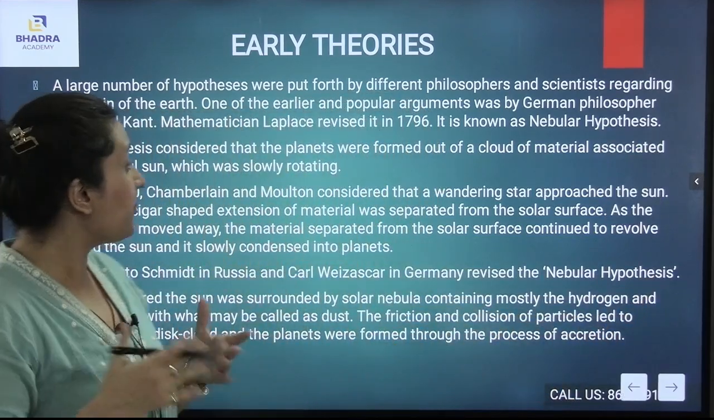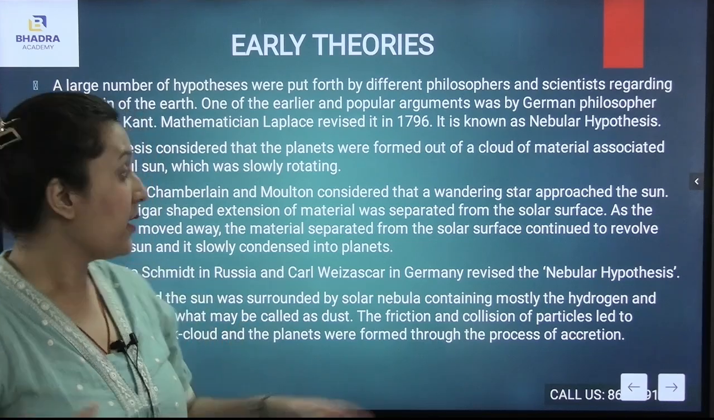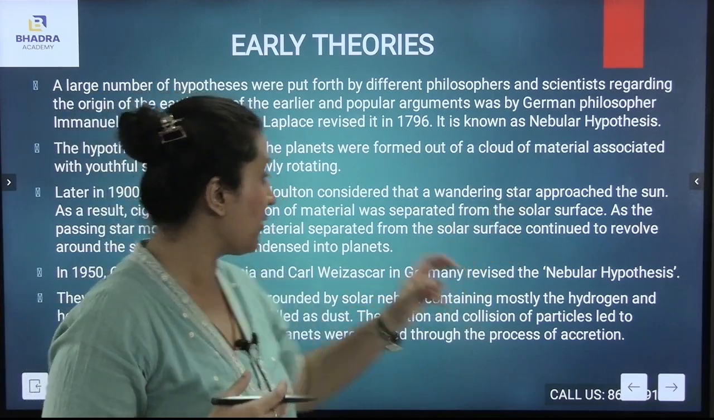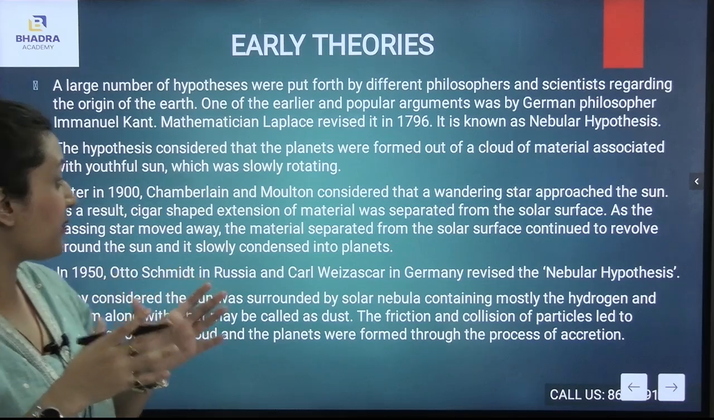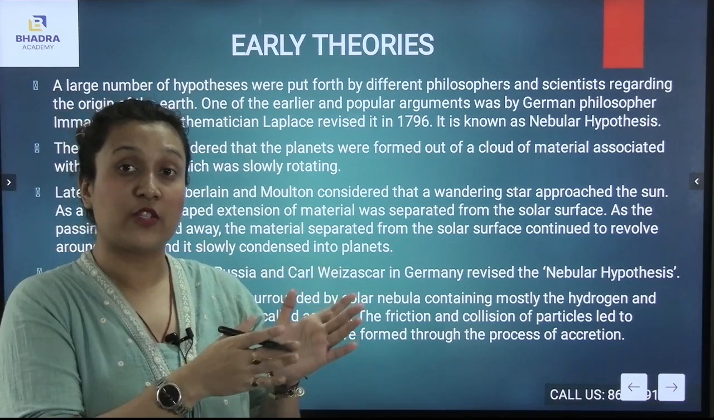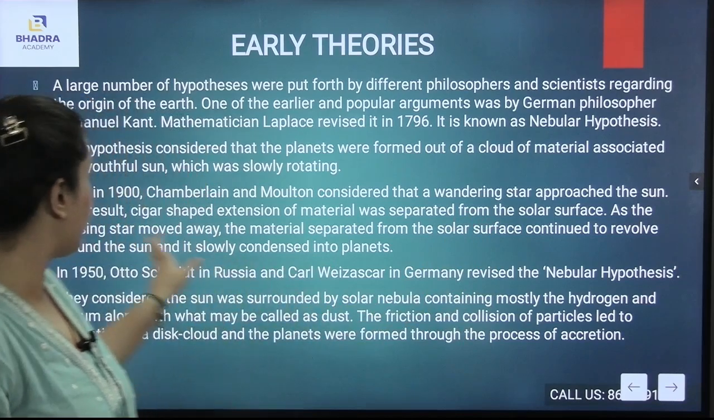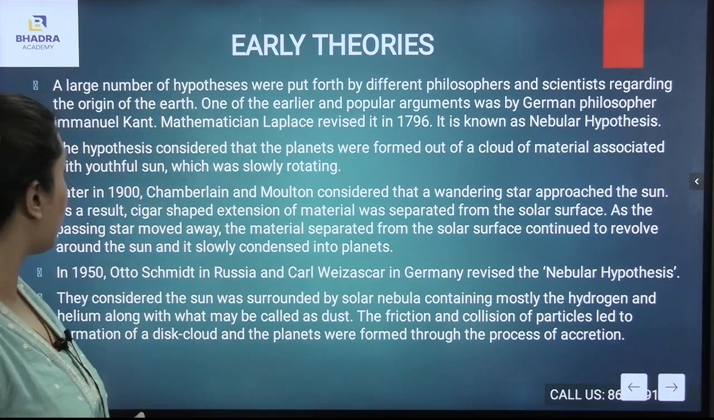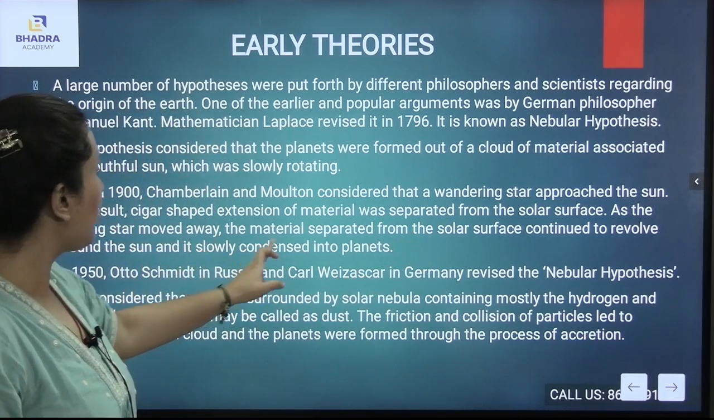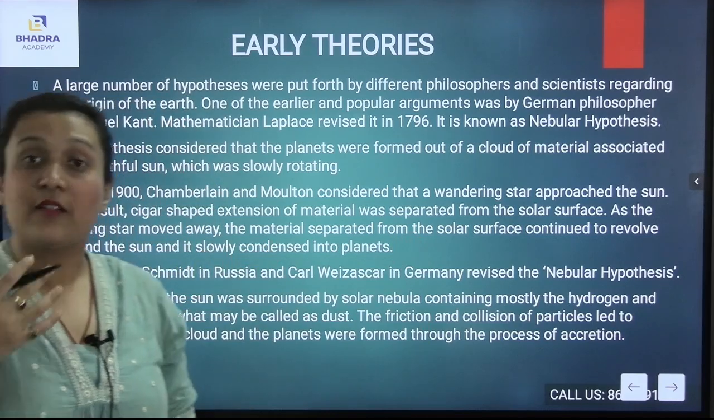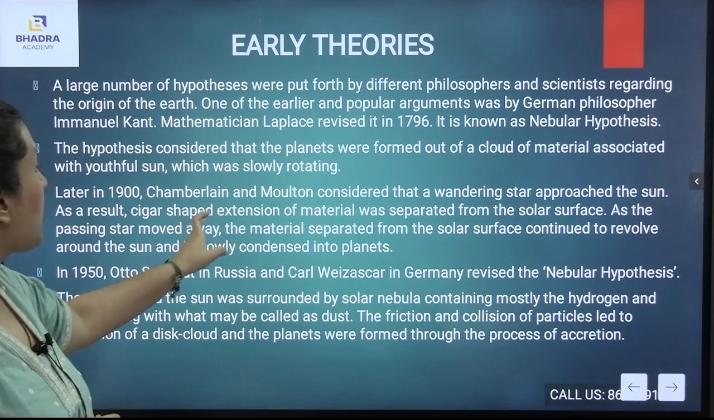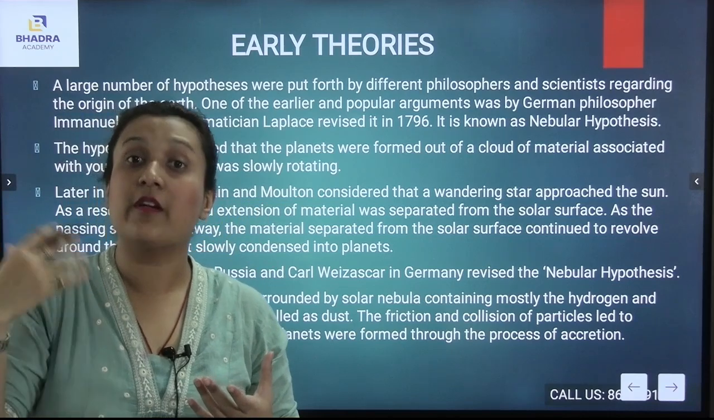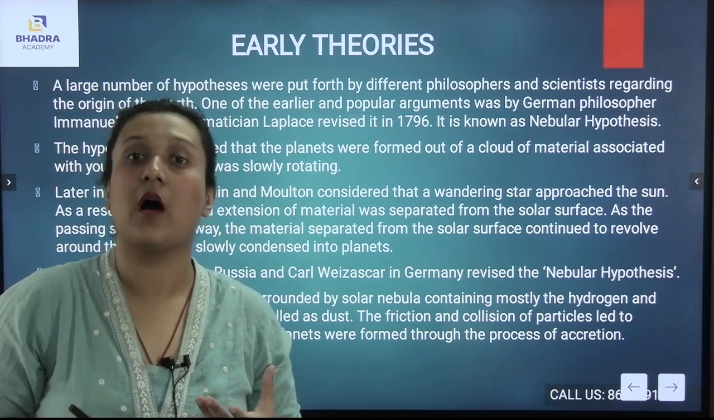Here you see Chamberlain and Moulton. Chamberlain and Moulton discovered a wandering star. He told that the wandering star actually approached the sun, and the cigar-shaped extension separated from the solar surface. As the passing star moved away, the material separated from the solar surface continued to revolve around the sun and slowly condensed into the planets. This is another harsh explanation given by Chamberlain and Moulton. They gave a theory regarding the sun, that the sun actually created the other planets.